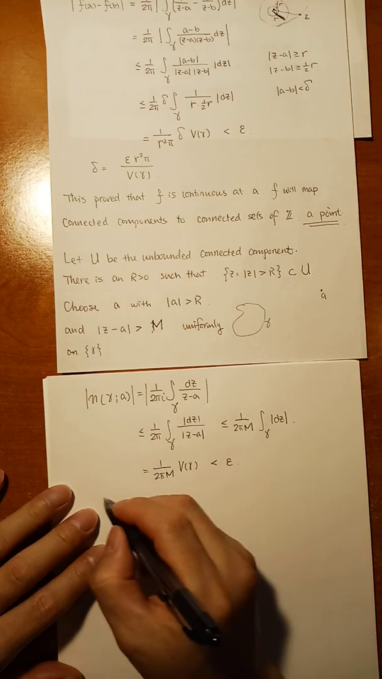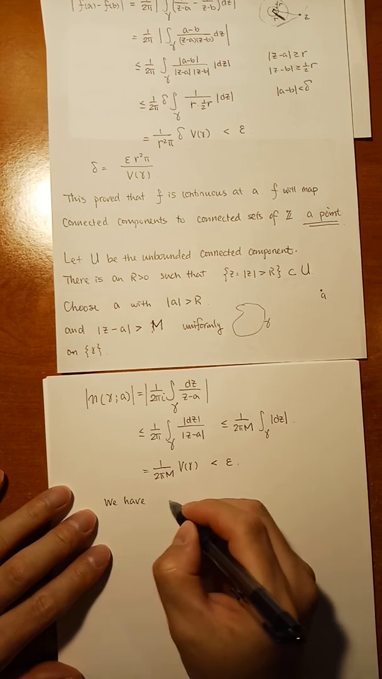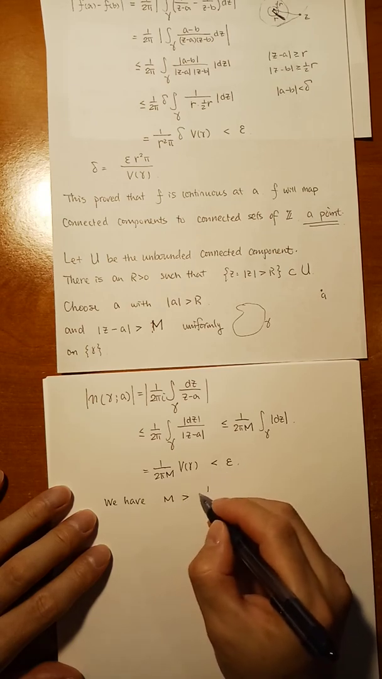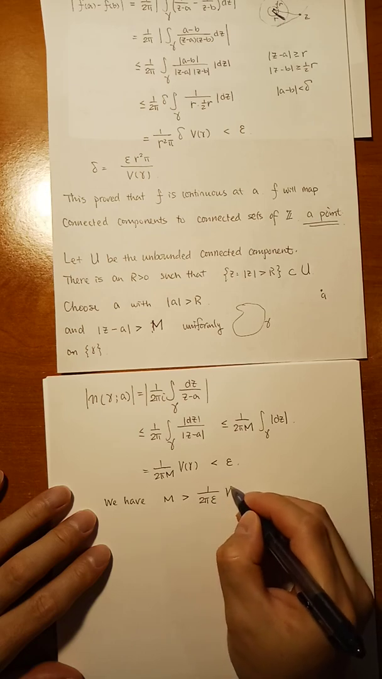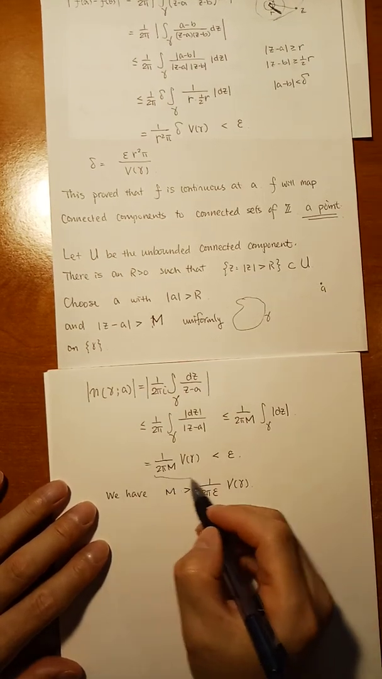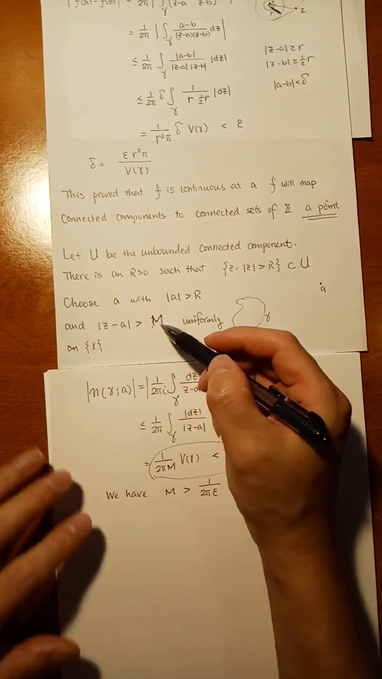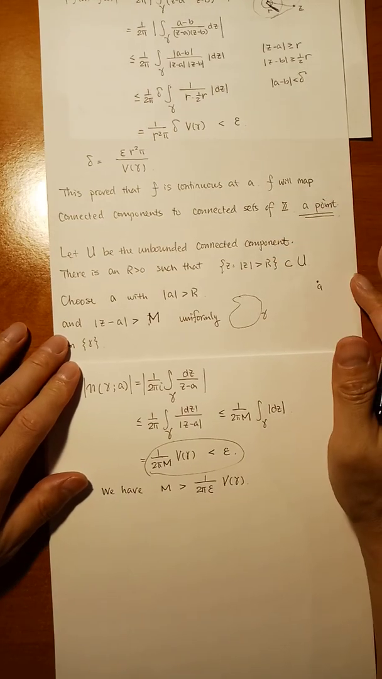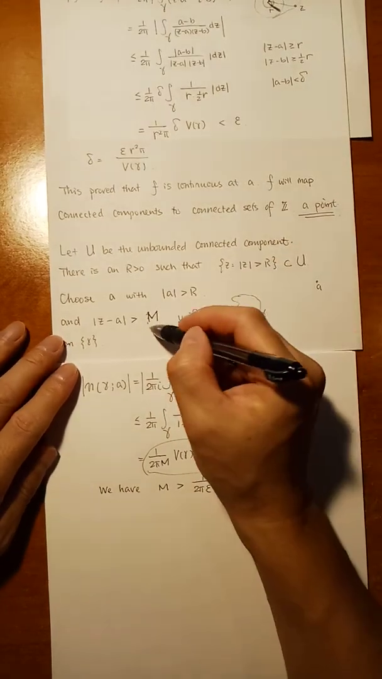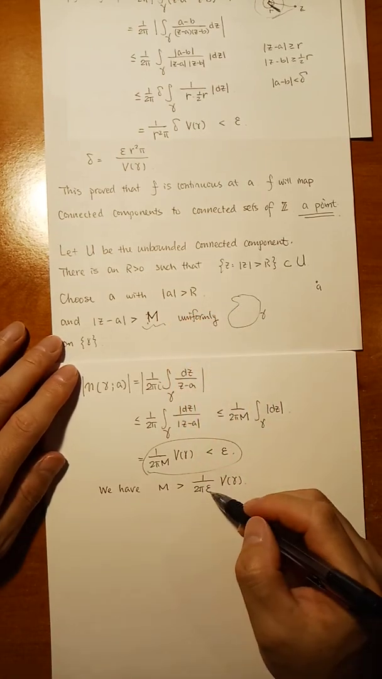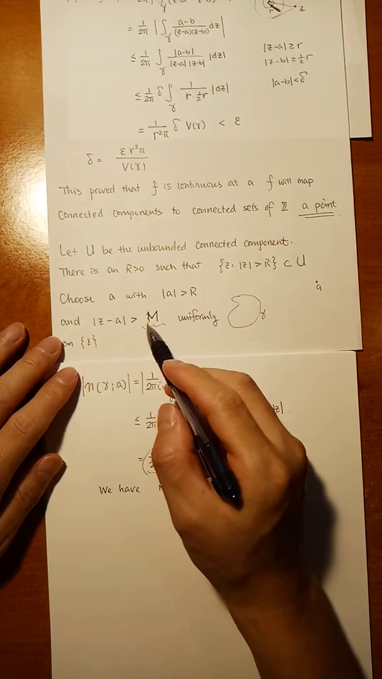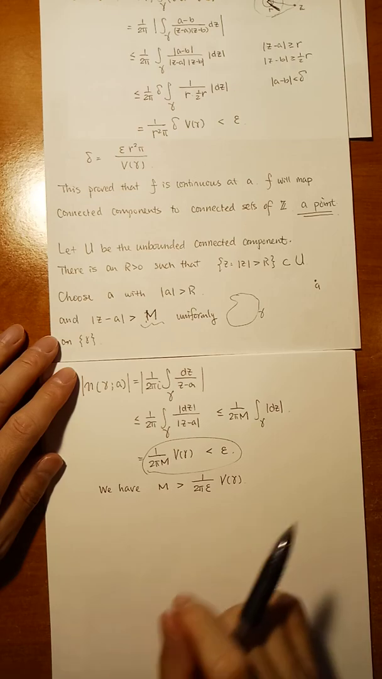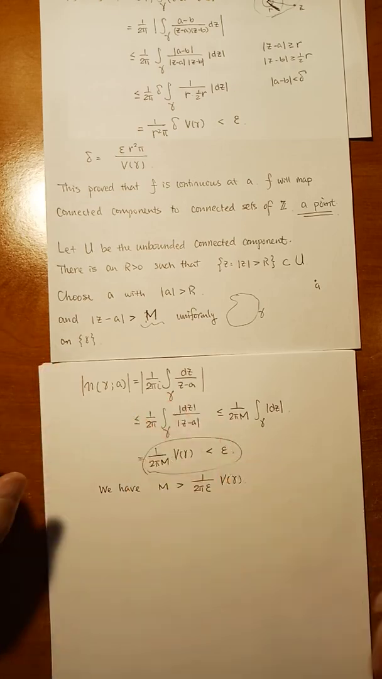then what do we have? We have m should be greater than 1 over 2 pi epsilon times the total variation of gamma. We solve for m because here we just say we choose an a with this condition. So this a can be very, very far from the gamma. How far? It is controlled by epsilon. If epsilon is very small, you just choose a very, very far away a. If epsilon is not small, you choose a smaller m.